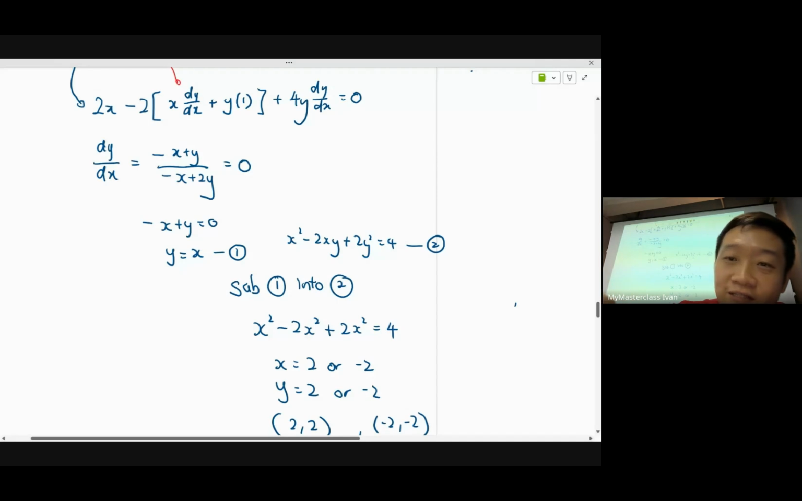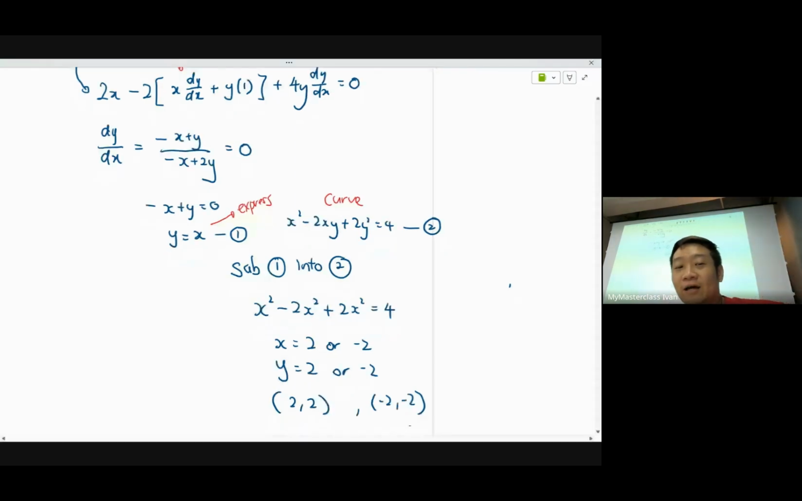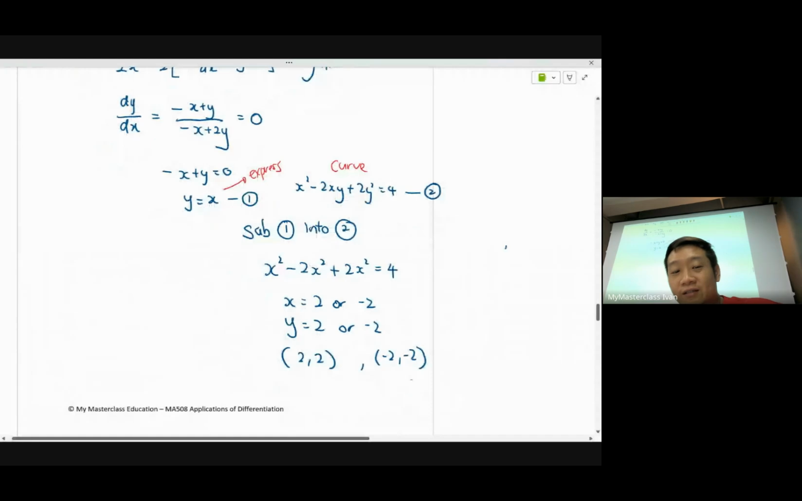The curve, this is the curve. This is an expression. So I know that when y equals x, there will be 2 points on the curve such that it will be parallel to the x-axis. What are the 2 points that are parallel to the x-axis? So I have to sub the expression into the curve, sub 1 into 2, to find the x coordinate and hence find the y coordinate.